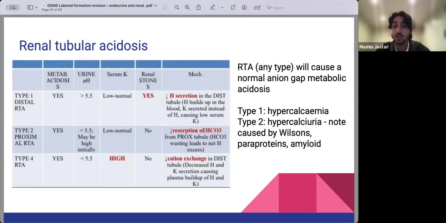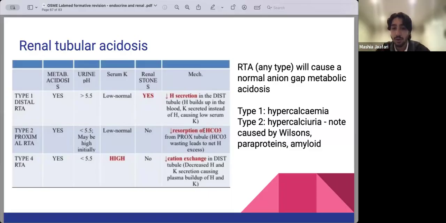Type 2 is when you can't reabsorb bicarb in your proximal tubule. Because you can't reabsorb the bicarb, more bicarb is lost in the urine, and that causes an acidosis. But unlike type 1, your urine isn't going to be hugely alkaline because you still get some of that H plus secretion, which is probably the most important aspect of maintaining acid-base balance.